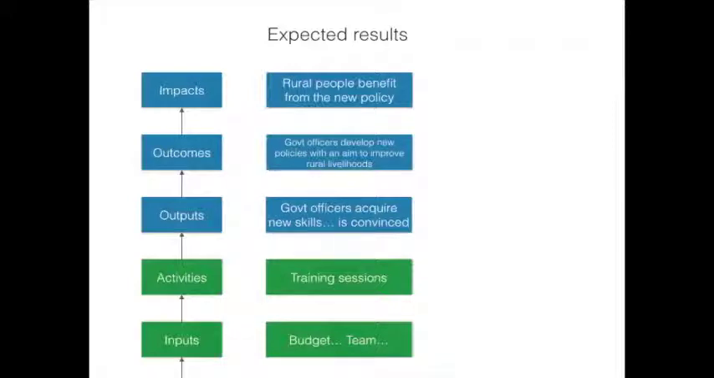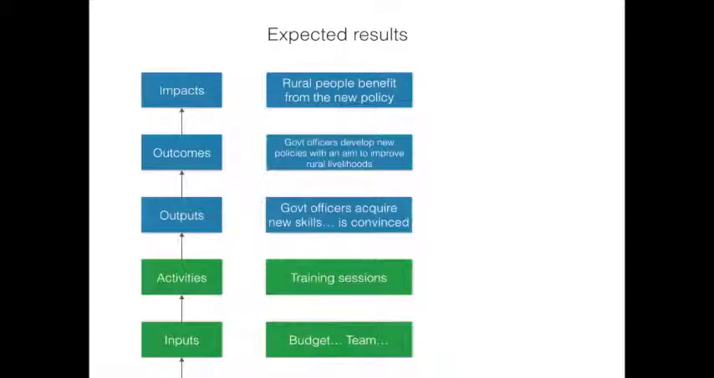Let me show you a simplified version of the logical framework that you have in the course. So you would have the budget and team again. Activities would be training sessions for government officers. Outputs would be that government officers acquire new skills from their participation in the training and that they are convinced as well of what they've learned. The outcomes would be a change in practices. It would be here that government officers develop new policies with an aim to improve rural livelihoods. And the impacts would be that rural people benefit from the new policy. So these are the first steps, showing the expected results of your project or program.